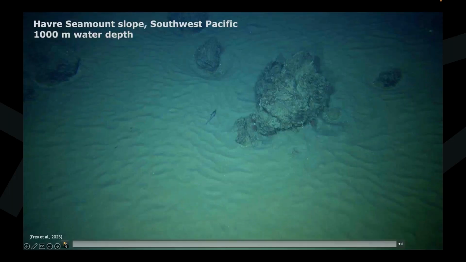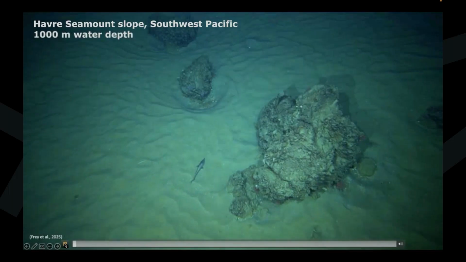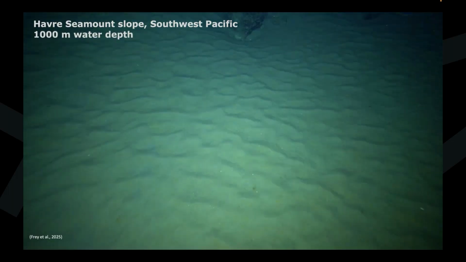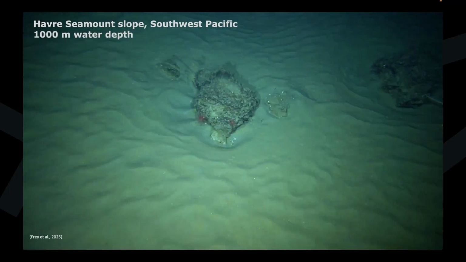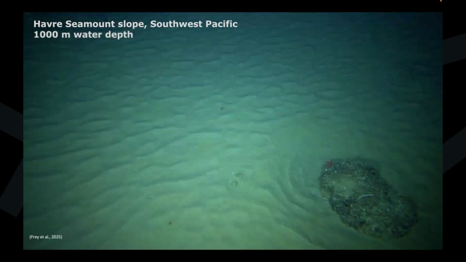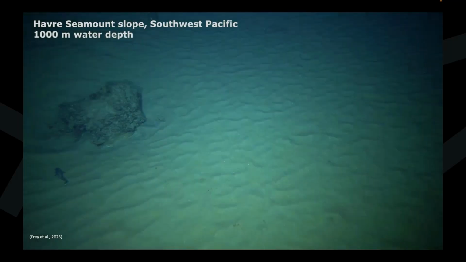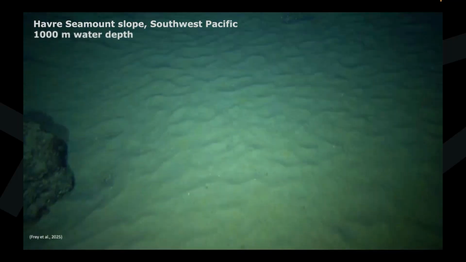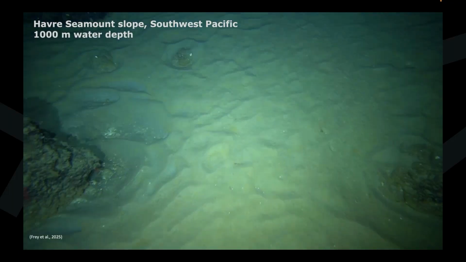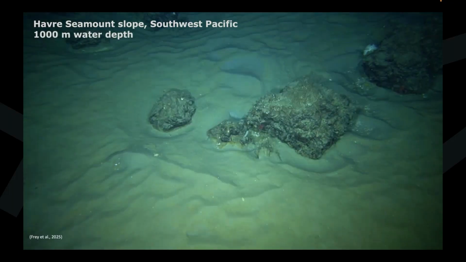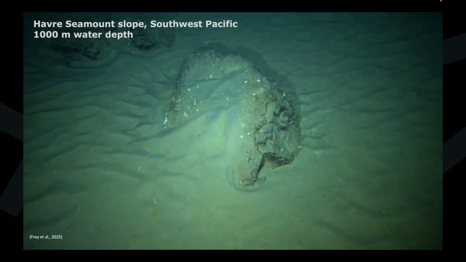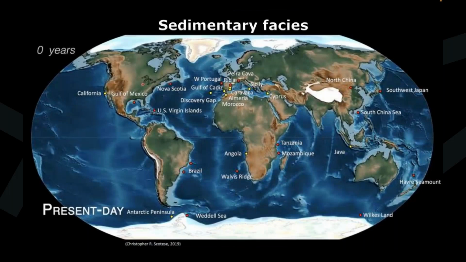Here you have an example of sandy deposits at around 1,000 meters in the Southwest Pacific. This is a video from a recent paper from Shannon Fry, sorry, and you can see this deposit affected by bottom currents, and the scour of the current interacting with these blocks and irregularities.